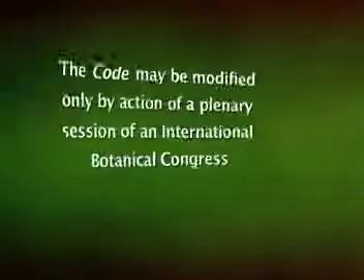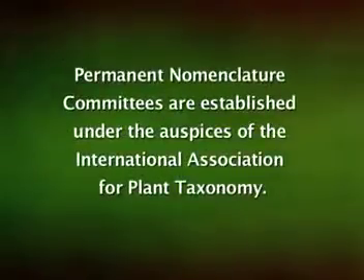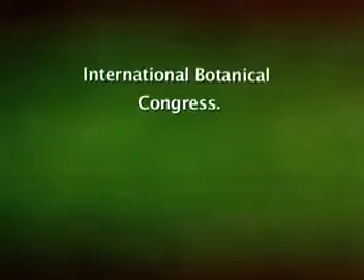Provision first. The code may be modified only by action of a plenary session of an International Botanical Congress on a resolution moved by the nomenclature section of that Congress. Provision second. Permanent nomenclature committees are established under the auspices of the International Association for Plant Taxonomy. Members of these committees are elected by an International Botanical Congress. The committees have power to co-opt and to establish subcommittees. Such officers as may be desired are elected.